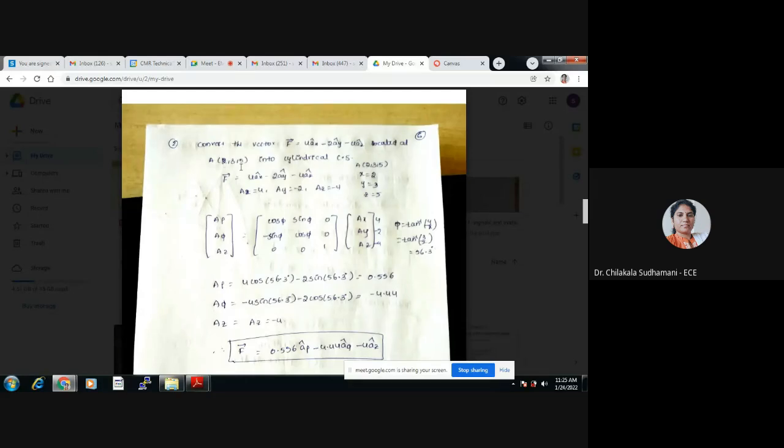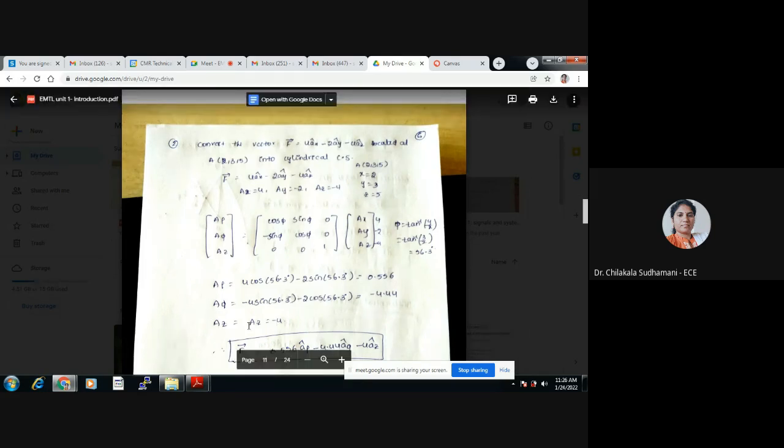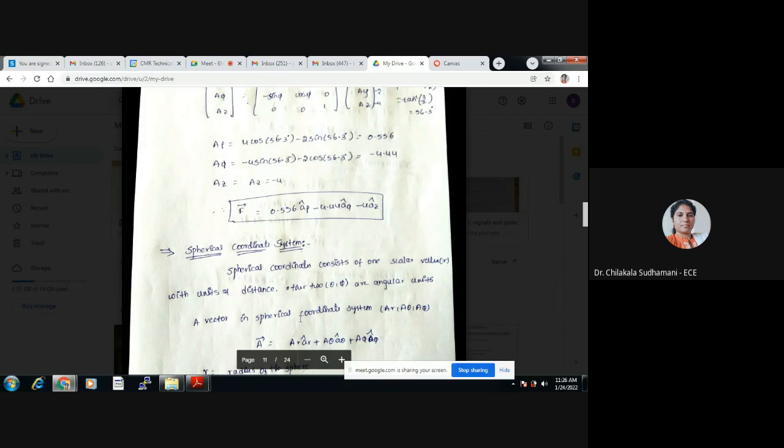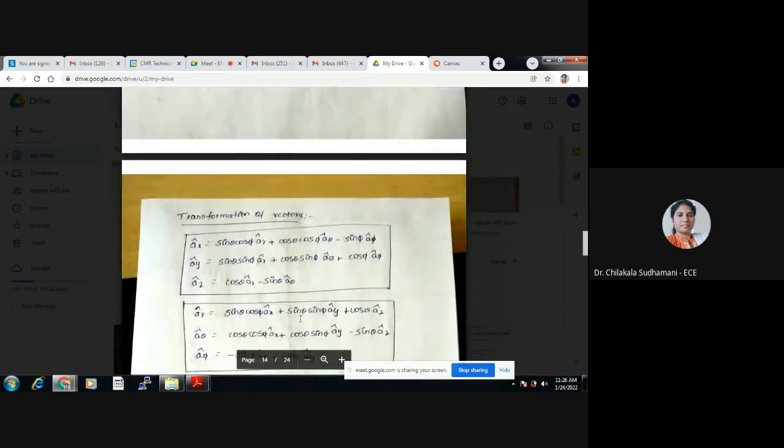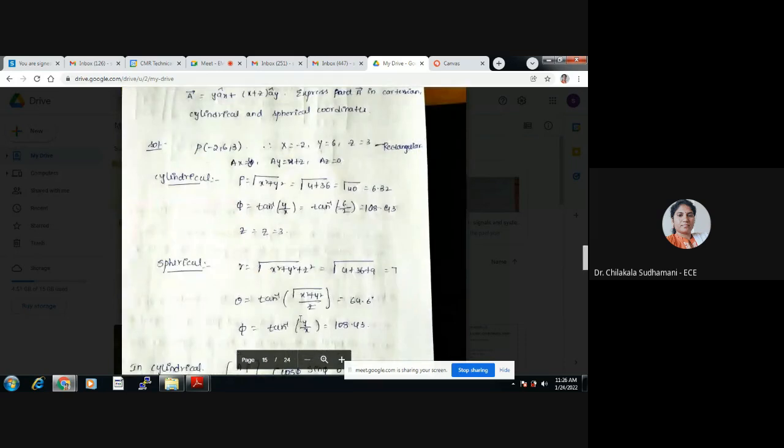So if you want to find out rho, what is the rho value? Under root x square plus y square plus z square. Then what is the pi value? Tan inverse y by x. If you substitute tan inverse y by x, then you will get the angle value. So substitute cos pi, sin pi and minus sin pi, cos pi, and you will calculate a rho, a pi and az values. This is the way of converting rectangular to cylindrical and cylindrical to rectangular. Similarly, for spherical coordinate system, this also we can learn how to convert parameters, and this is the problem.